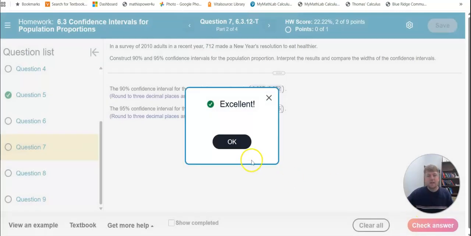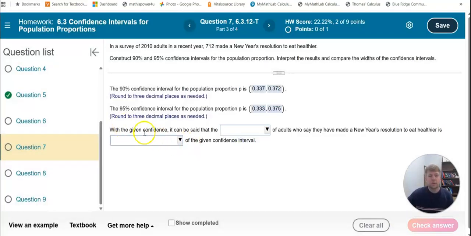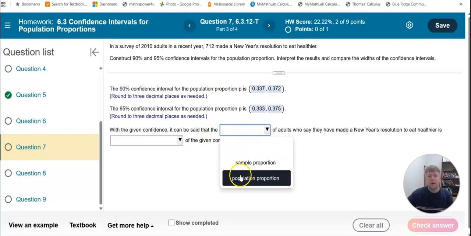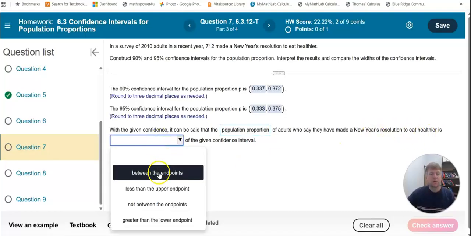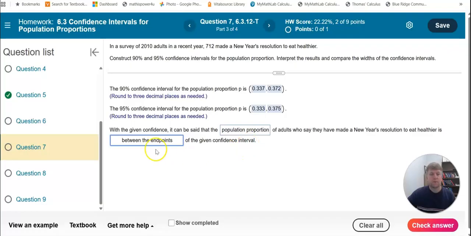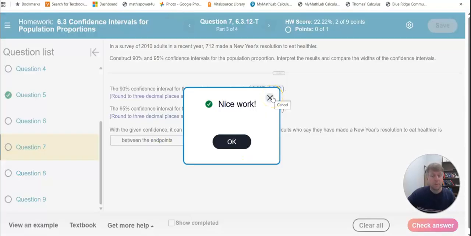All right, and then the last thing it wants me to do is interpret this with the given confidence. It can be said that the population proportion of adults who say they have made a New Year's resolution is between the endpoints of the given confidence interval. And that's how interpretation of confidence intervals works.